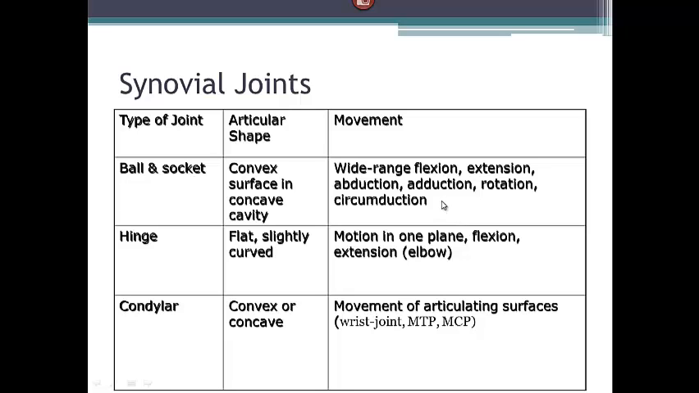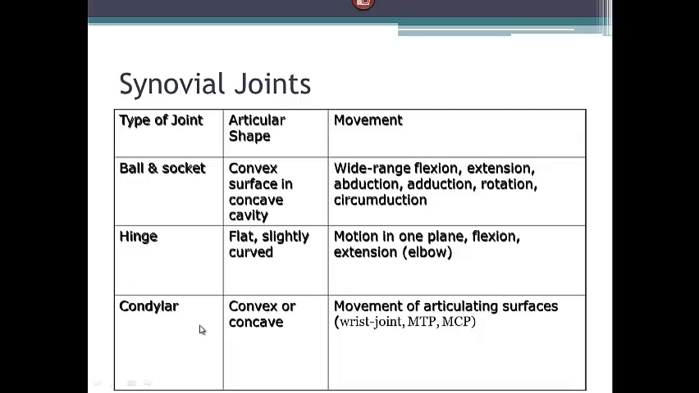Basically, you have an extent of possible movement. That's the reason why they're called polyaxial. A hinge joint permits movement in only one axis. For example, they basically only do flexion and extension. The axis is transverse, and the most common example of a hinge joint is the elbow.